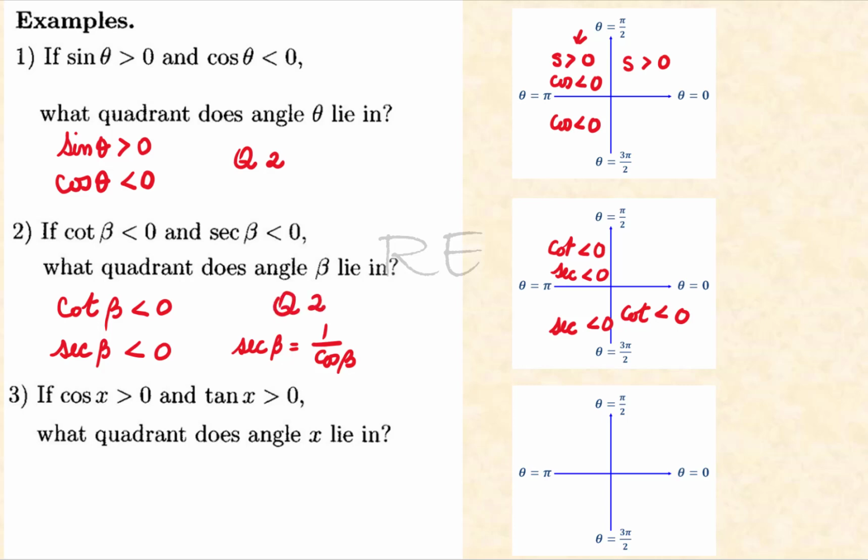Cosine, we saw it earlier, is positive in the first and the fourth quadrant. Cosine is x, positive, so the angle must be located in either the first or the fourth quadrant. Tangent is positive, so the angle must be located in either the first or the third quadrant. So that angle is located in Q1, where cosine is greater than 0 and tangent is greater than 0.